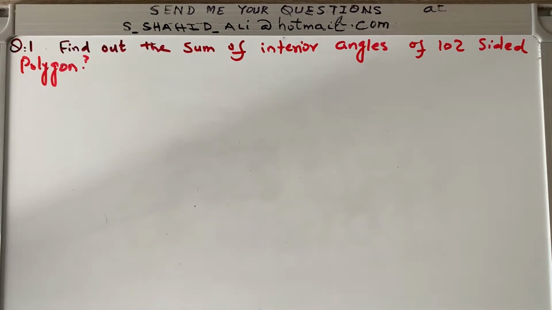One of the questions sent to me by email is: find out the sum of interior angles of a 102-sided polygon. So we know what a polygon is. A polygon is any geometrical shape which has more than three sides, right? So the first polygon we have is the triangle, and then we have quadrilaterals. Quadrilaterals have four sides, right?